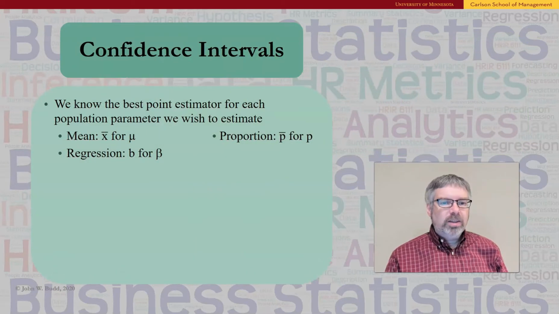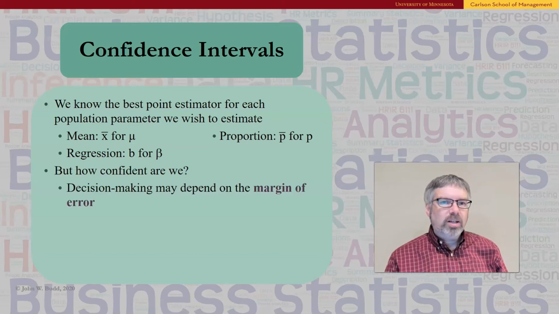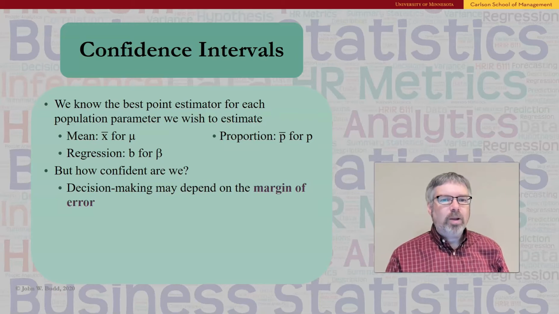So when we've been looking at the single sample or single population case, whether it's for the mean or for the proportion or for regression coefficient, we've always been starting with the point estimate: sample mean for the population mean, the sample proportion for the population proportion, the sample regression coefficient for the population regression coefficient. And these are important starting points, except they don't tell us how confident we should be. We don't know how accurate these point estimates are.